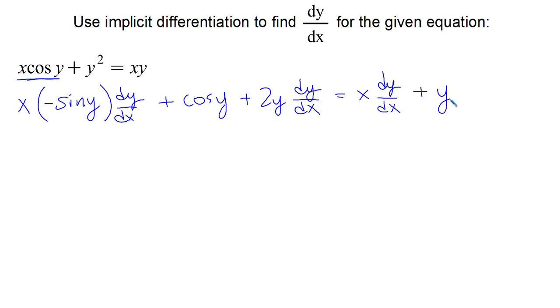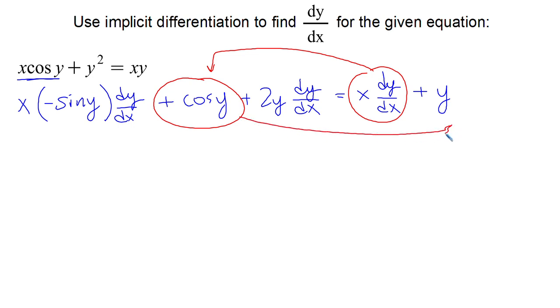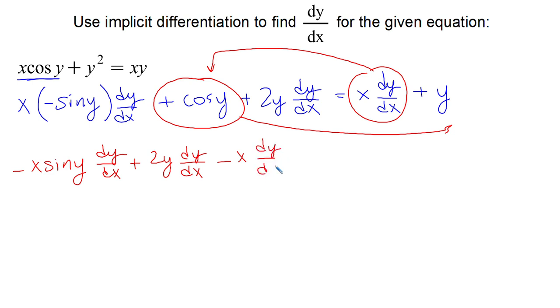Now we'll clean up the left side with all the dy/dx's. And when we do that, we'll also move the x dy/dx term over to this side and move this term that doesn't have a dy/dx over to the other side. So we're going to end up with negative x sine y dy/dx plus 2y dy/dx minus x dy/dx is equal to y minus cosine y. We'll factor out the dy/dx, which doesn't really change much here.